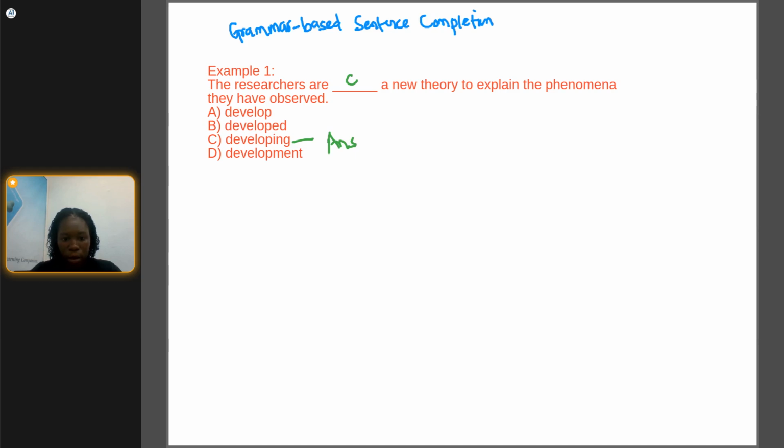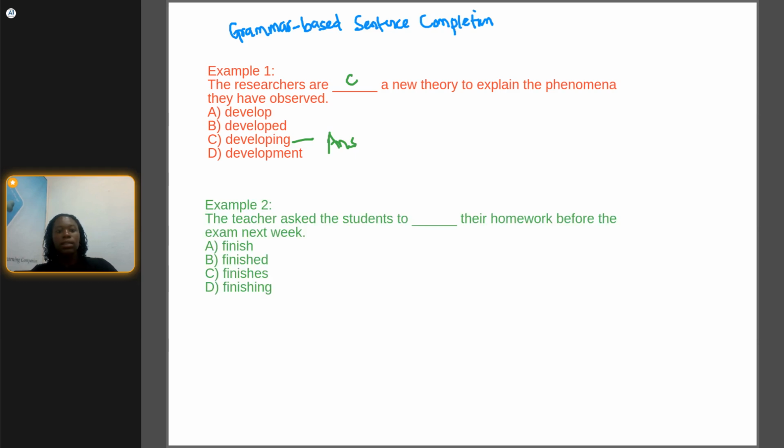All right. Can we have one more example under this? Example 2 says: the teacher asked the student to dash their homework before the exam next week. Let's also have that on the board. Again, we have 4 options. The first says finish, the second finished, the third finishes, the fourth finishing. So which one sounds the most appropriate?